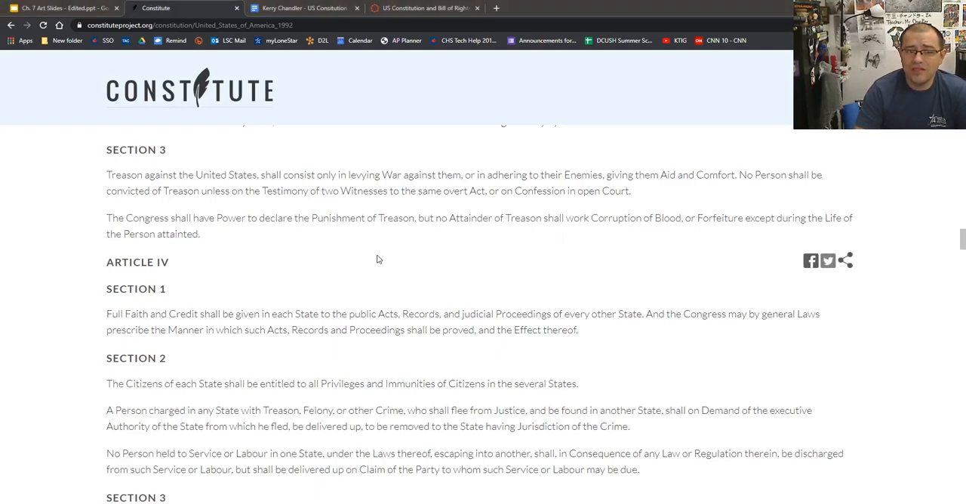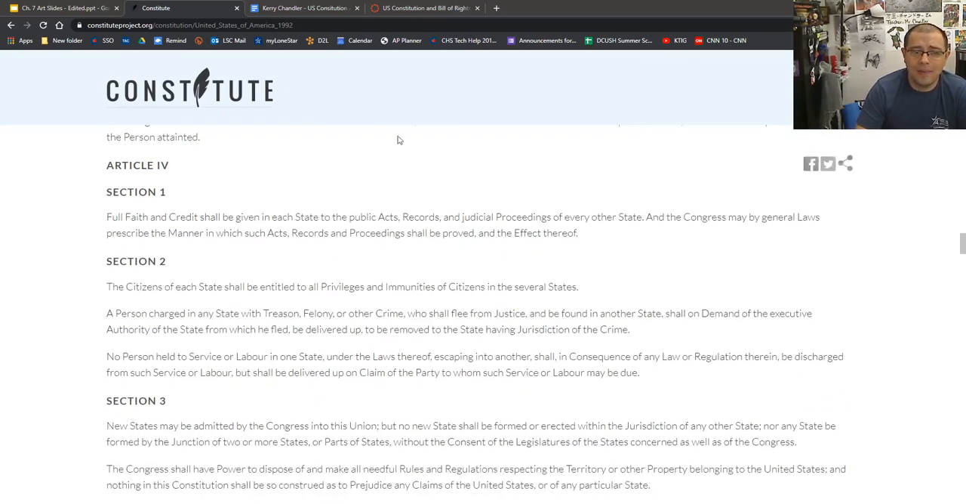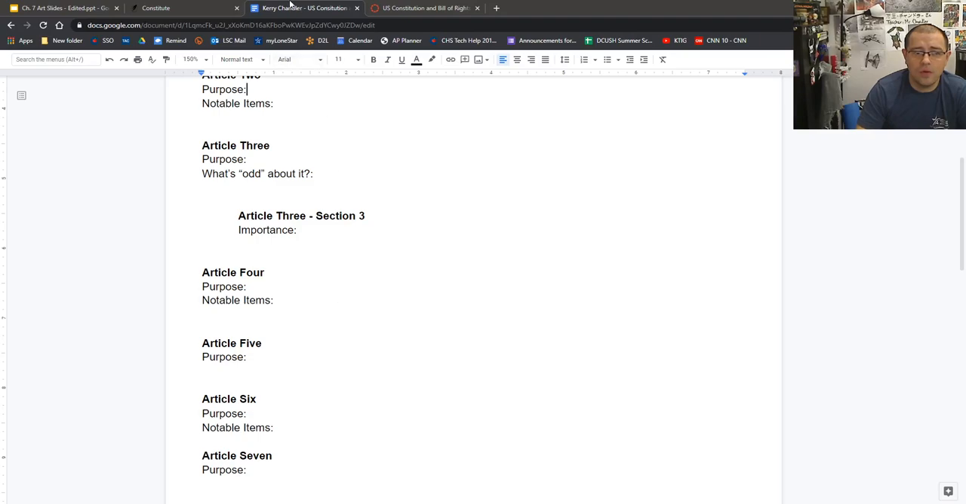The Constitution says, treason against the United States shall consist only in levying war against them or in adhering to their enemies, giving them aid and comfort. So very clear that treason is making war against the United States or aiding our enemies in war. Now, of course, this is open to interpretation, but still, it's important to understand treason is very, very clearly defined in the Constitution. All right, that brings us on to our next topic of the outline, which is Article 4.